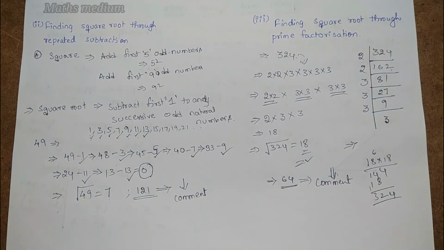This is about finding square root by three methods. One is finding square root by subtraction of odd numbers. Second one is finding square root through repeated subtraction. And third one is finding square root through prime factorization.